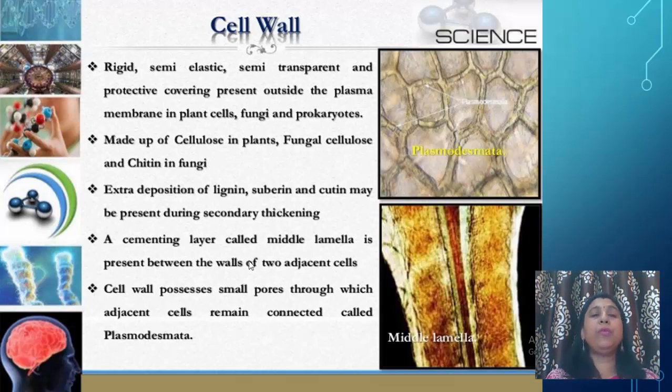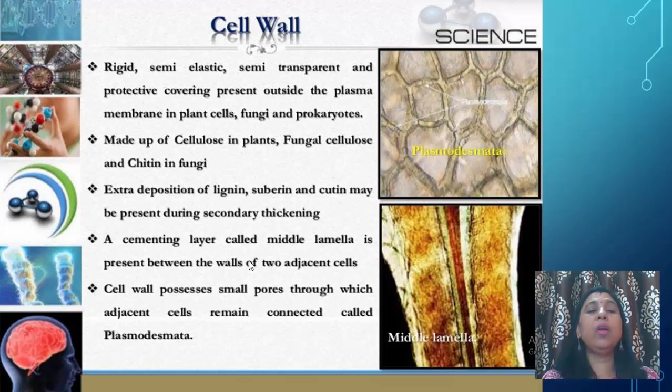It is made up of cellulose in plants, fungal cellulose and chitin in fungi. Extra deposition of lignin, suberin and cutin may be present during secondary thickening as the cell wall provides extra protection. So in the secondary thickening means when it gets mature, there may be extra deposition of lignin, suberin and cutin. These all are chemicals which are present.